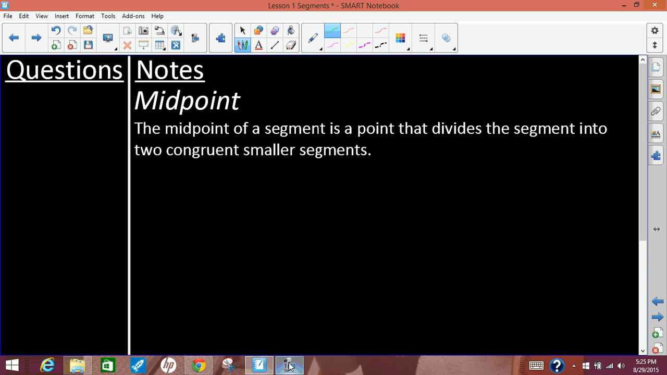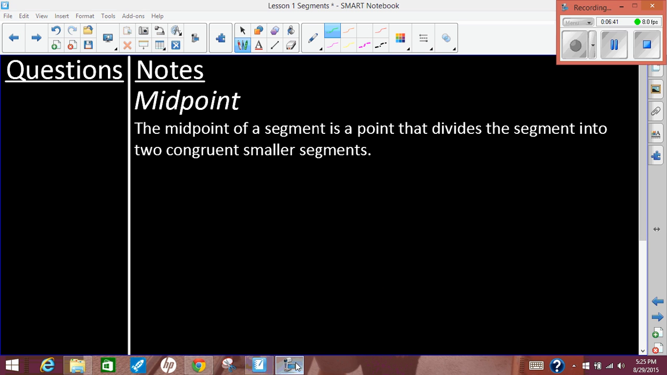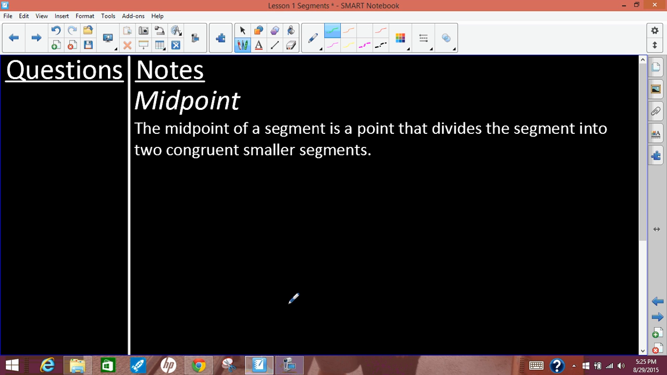Another important piece of segments is the midpoint of a segment. And the midpoint of a segment is exactly what it sounds like. It's the point that's right in the middle of the segment, and it divides the segment up into two smaller segments, and those segments are the same size and the same shape, so you guessed it, they're congruent. Remember our congruent symbol right there.